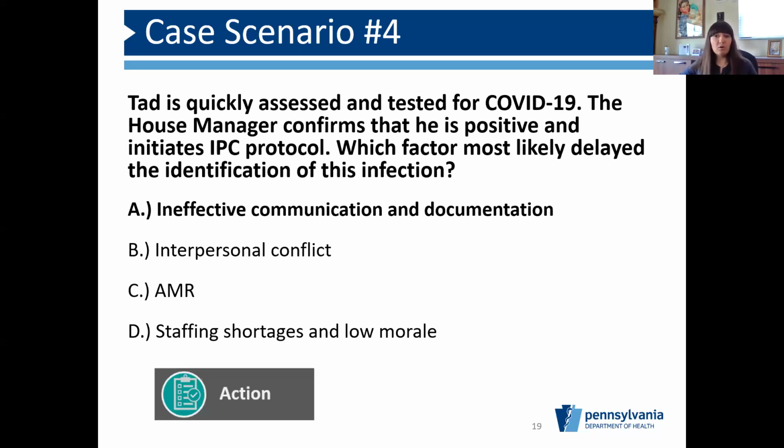So although interpersonal conflict could arise from ineffective communication, that's certainly plausible, the situation itself really didn't arise from a dispute, and AMR was also not a factor in the situation and did not contribute to the delay of the identification. And of course, although staffing shortages and low morale could have contributed to the communication breakdown, those factors didn't directly delay the identification. So very good, very well done.